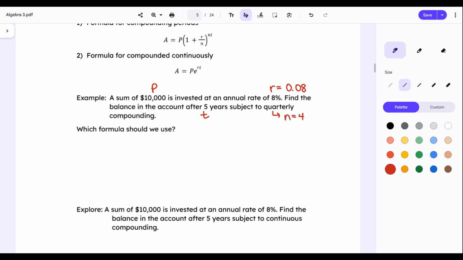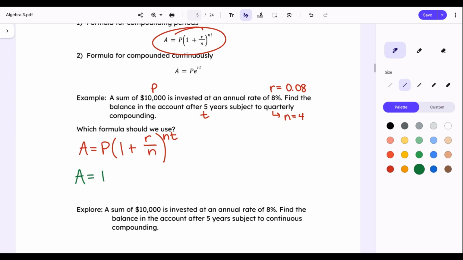So the formula I want to use is this one right here. Capital A is equal to capital P times (1 plus r over n) raised to the n times t. Now I'm just going to plug in all the pieces that we identified. So we're trying to find the ending balance. We put $10,000 in, so that's going to go in for your P. We said our rate was 0.08. And we said n was 4, so that's got to be used here, and it's got to be used up here in our exponent, and we said t was 5.